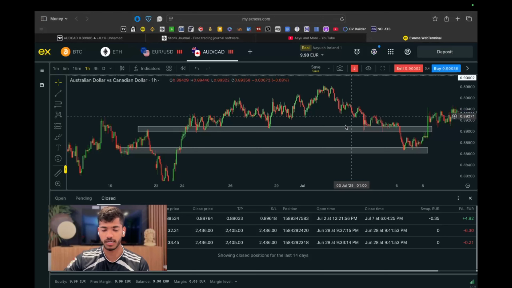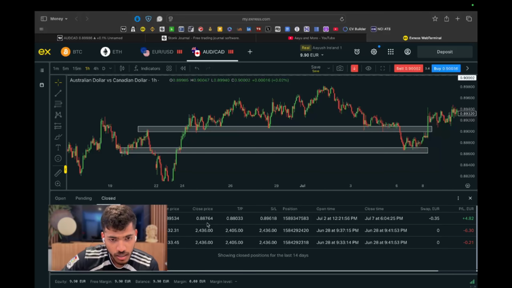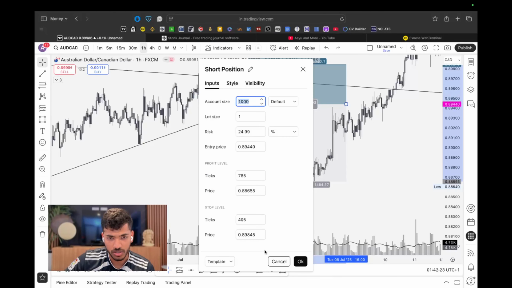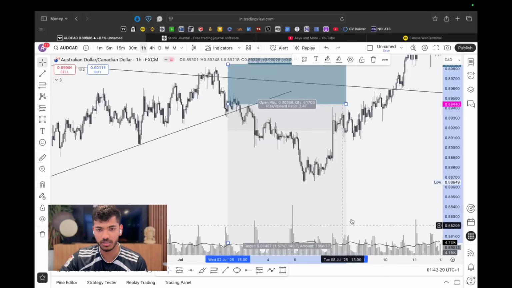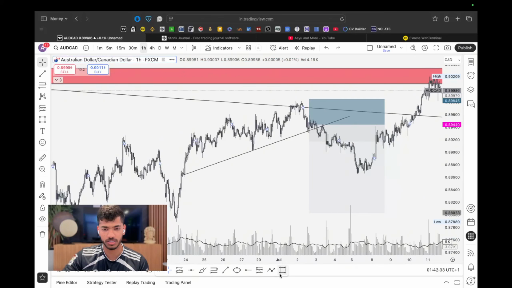So for my funded account, my exit was at 88,033. I think this was the lower levels. Like this was my initial target, these levels on the downside.